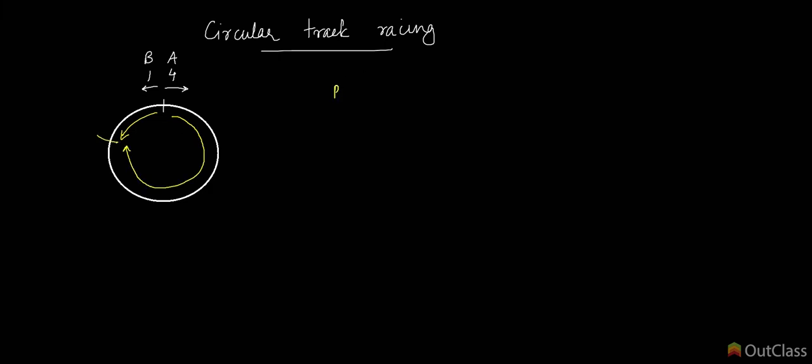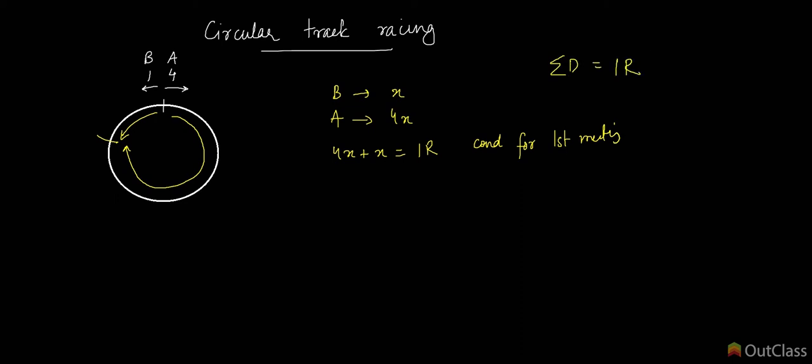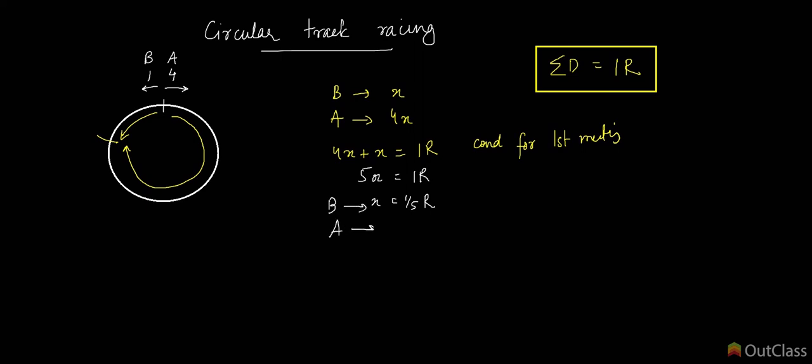B is running a certain amount of distance, which we'll take as x, and in the same amount of time A is running 4x. So 4x plus x is equal to 1 round is the condition for the first meeting. Basically, sigma d instead of delta d is equal to 1 round is what you need to understand. This is where all of your results are coming from. So 5x is equal to 1 round, x is equal to 1/5 of a round. B is doing 1/5, A is doing 4/5. Clearly together they're doing 1 round and they will meet for the first time.